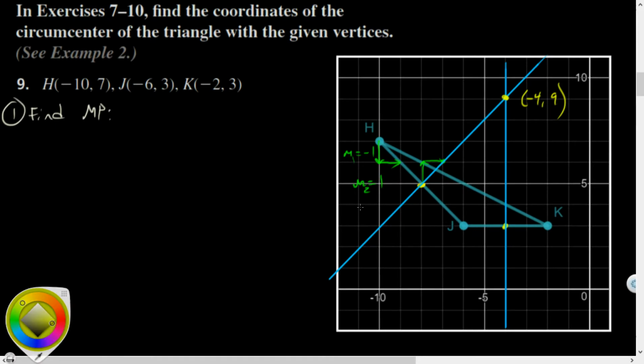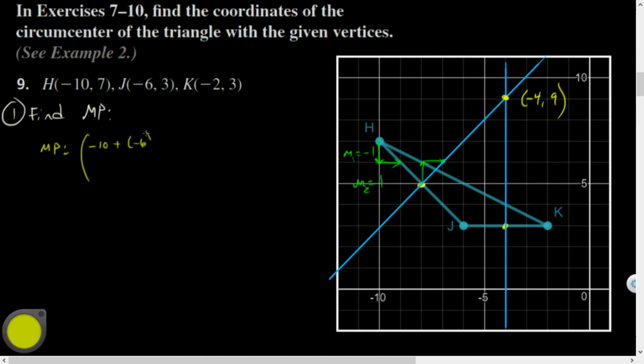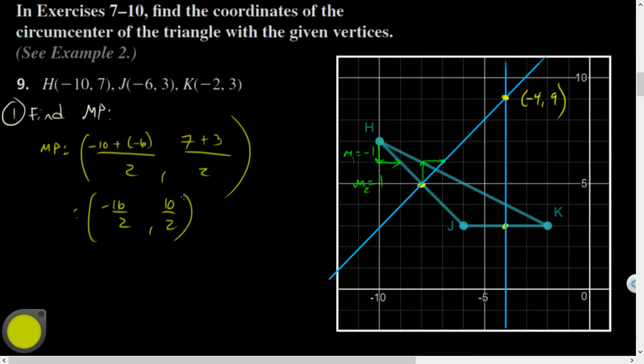So if I found this algebraically, the midpoint of that MP is going to be the average of the x's and the average of the y's. So -10 plus -6 over 2, and 7 plus 3 divided by 2. So the midpoint is going to be -16 over 2 and 10 over 2. And I end up getting a midpoint of -8, 5, which is the location of this point. Notice -8 up 5. That is, in fact, what I get.